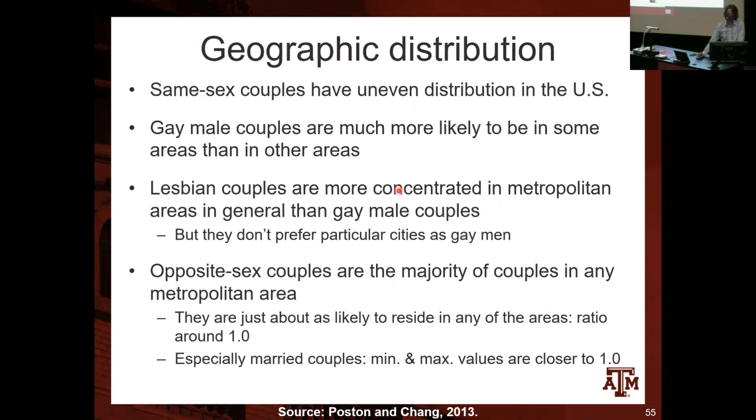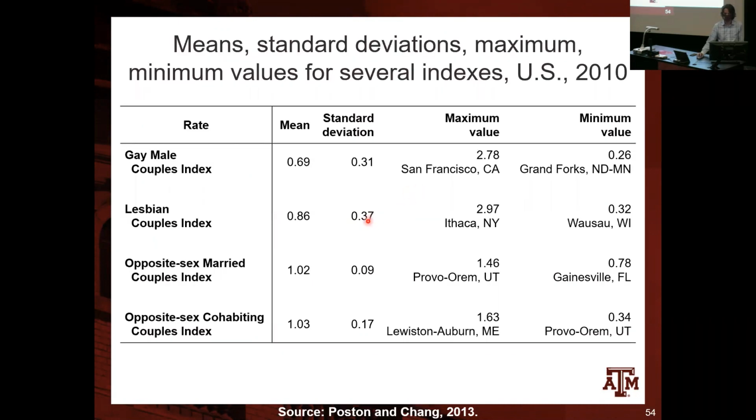So same-sex couples have an uneven distribution in the US. Gay male couples are much more likely to be in some areas than in other areas. Lesbian couples are more concentrated in metropolitan areas in general than gay male couples, but they don't prefer particular cities as gay men do. What it's saying, first sentence here, lesbian couples are more concentrated in metropolitan areas in general than gay male couples. Where did we get this result from? From here. It's 0.37 and 0.31.